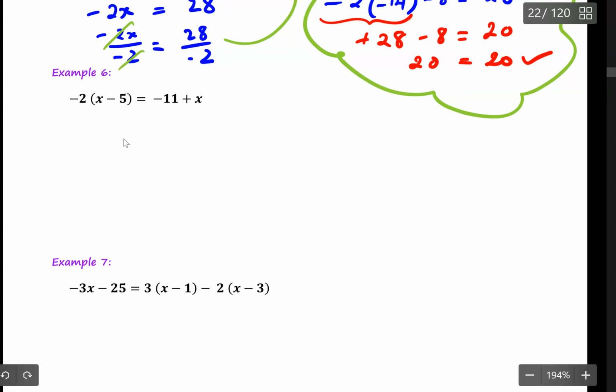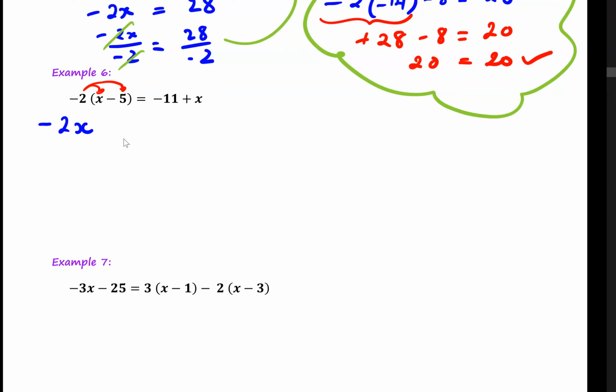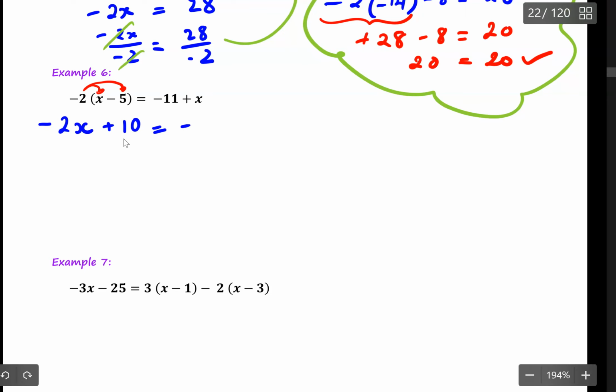So let's work with example number 6. Before I can isolate any x, I have to simplify. Make sure that you remember that you need to simplify. For example number 6, I will have to apply the distributive rule. So in order for me to simplify, I will multiply negative 2 into each of these terms inside the brackets. Negative 2 times x will give me negative 2x. Negative 2 times negative 5 will give me positive 10. On the right-hand side of the equation, I cannot simplify anything yet. I don't have any like terms.